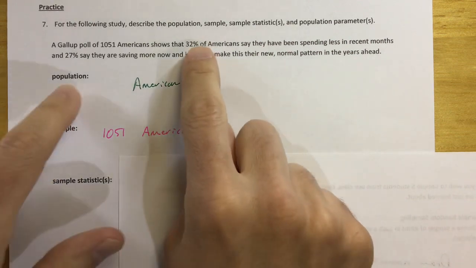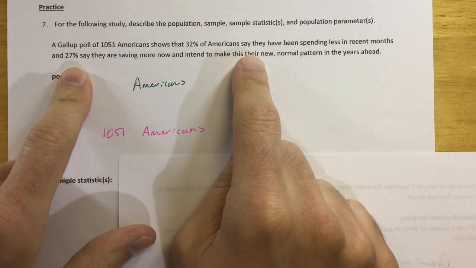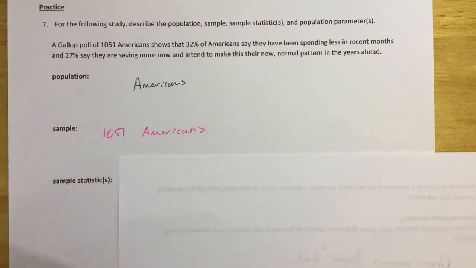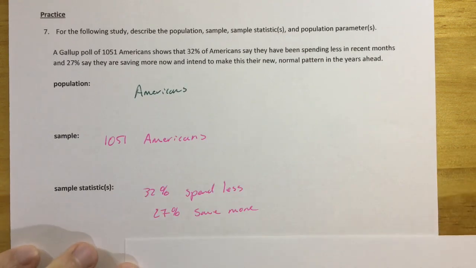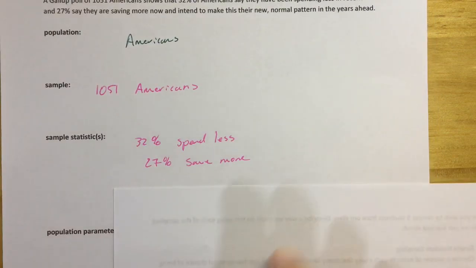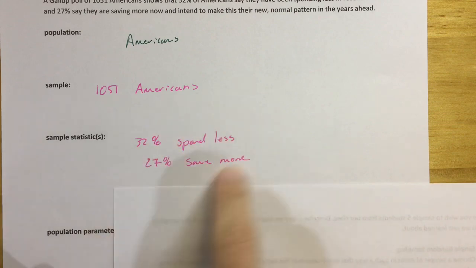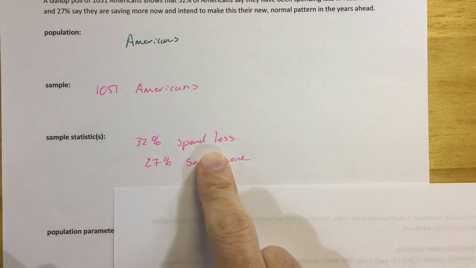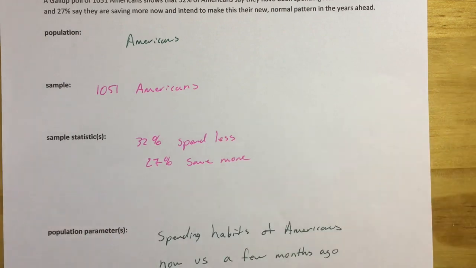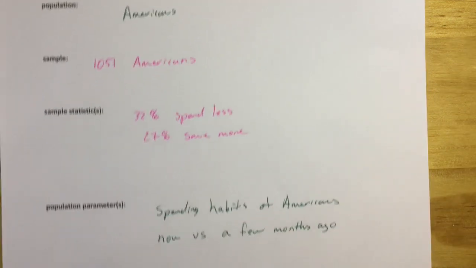All right, then you get these percentages, the 32% that say they're spending less, the 27% that say they're saving, and they're going to do more saving. That's your simple statistic. Those are the numbers that you are getting from those 1,051 people. Okay, so then the population parameter is trying to say, what is this stuff with respect to the Americans? What is that? And going back and forth and reading it a few times, we know it's about spending habits.